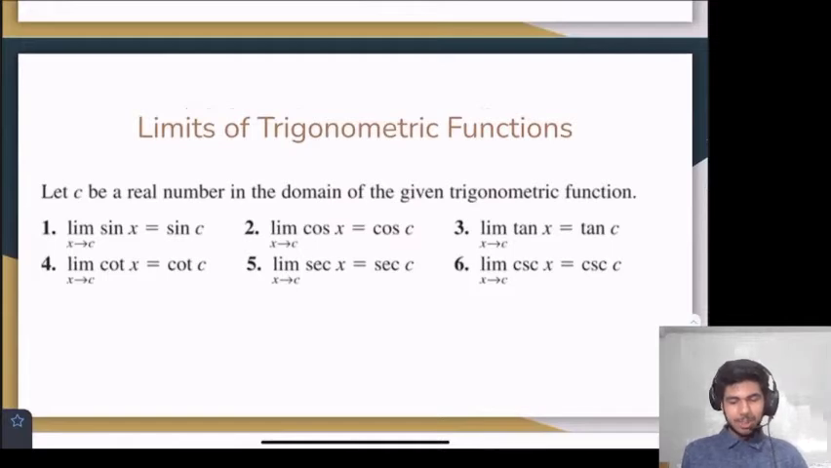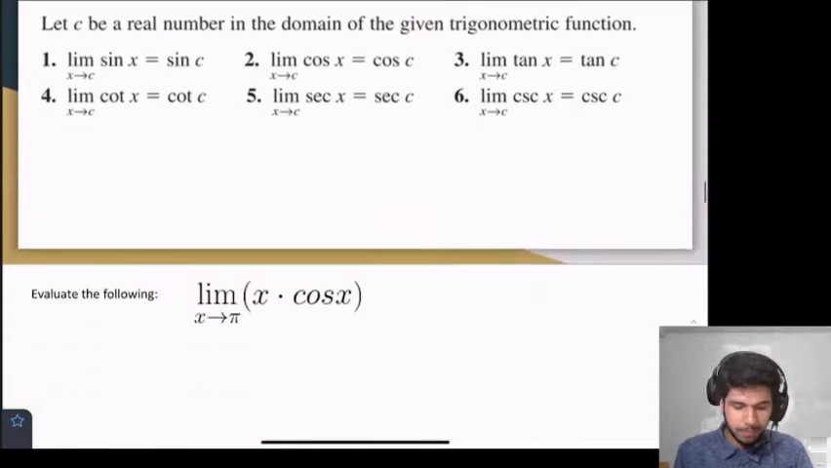So now we have some trig functions and the limits of them. c is just a real number in the domain of the trigonometric function. Essentially you can read them here, but it's just saying that the limit as x approaches c of that function is that function evaluated at c. That's pretty simple. We just have to make sure c is in the domain of that function, but otherwise, you just plug it in.